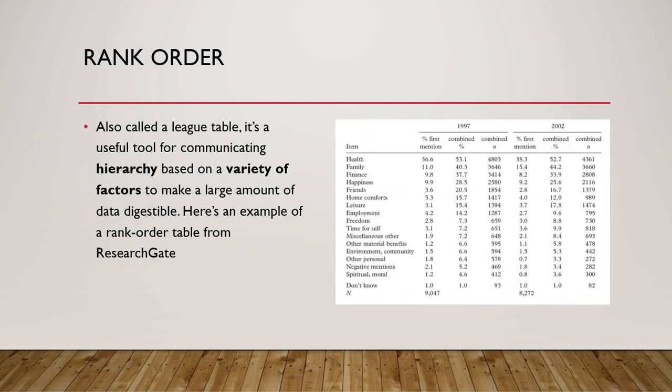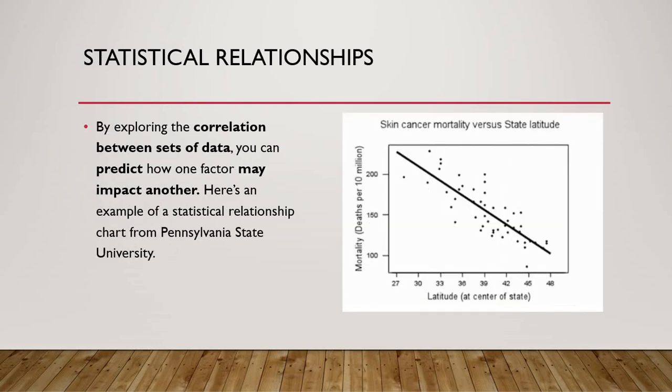Okay, kemudian rank order, also called league table, is a useful tool for communicating hierarchy based on variety of factors. Yang ni kita nak tengok hierarchy berdasarkan faktor tertentu to make a large amount of data digestible. Here's an example of rank order table. Yang ni, kalau you ada data, you nak tunjukkan ranking. Okay, tadi comparison dengan trend. Okay, comparison ni bila kita ada dua set kan.